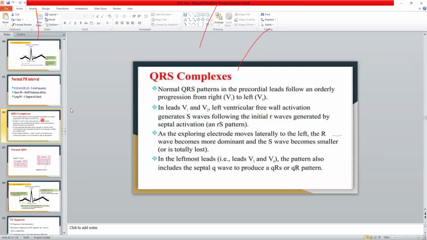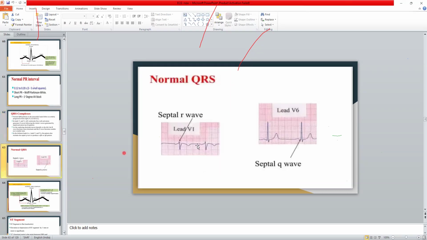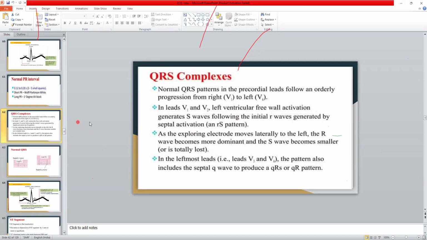Now let us know about the QRS complex. This QRS complex represents the depolarization of both the ventricles, specifically showing the electrical activity associated with the contraction of the heart's main pumping chambers. Those are the right ventricle and the left ventricle. That is the depolarization, or the contraction, of the right and the left ventricle.